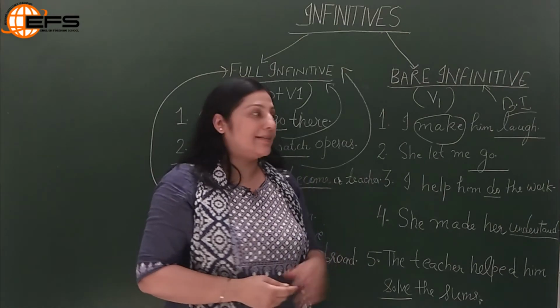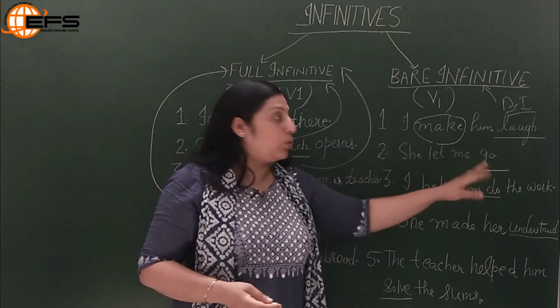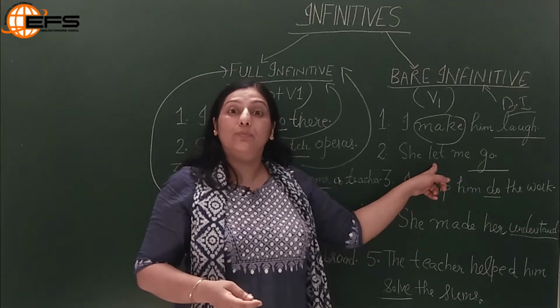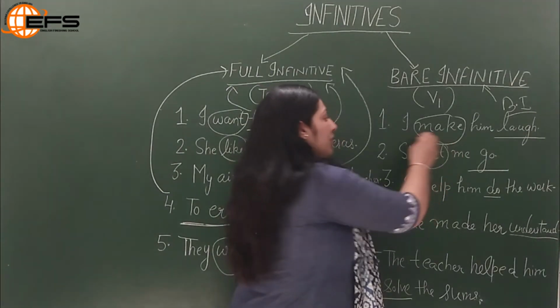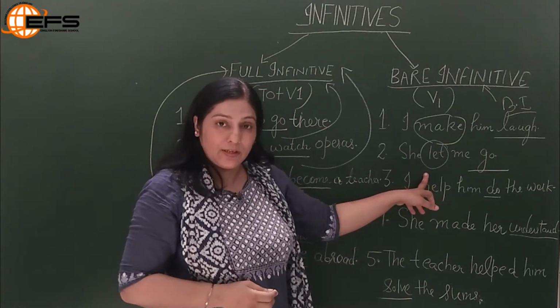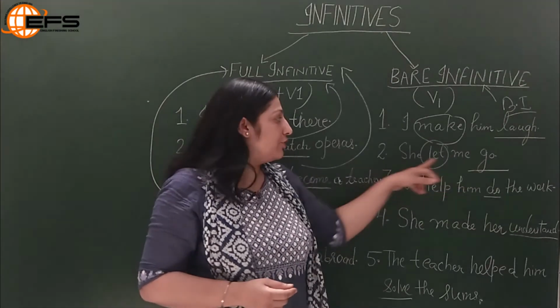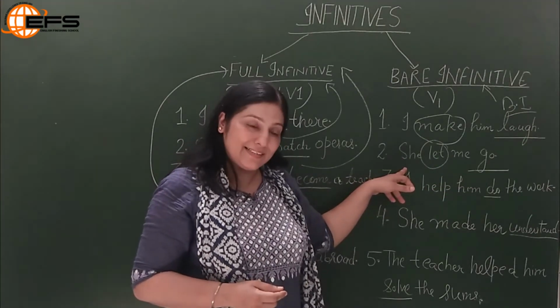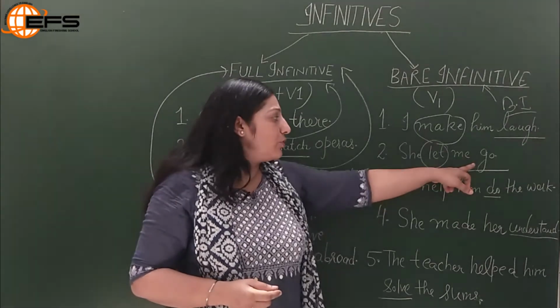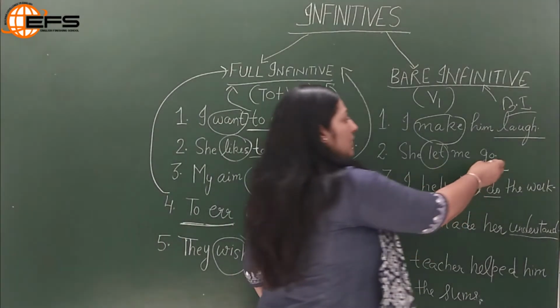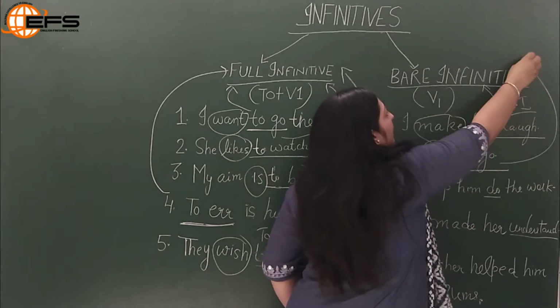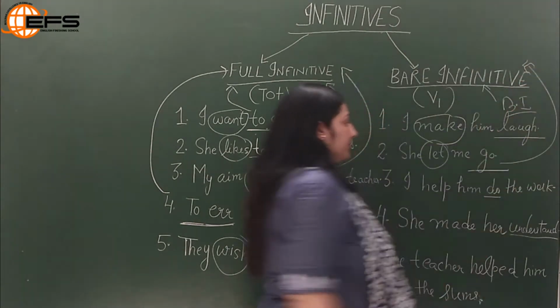Let us look at another example. She let me go. So here my main verb is "let". I can change it. She will let me go. She lets me go, but "go" will remain unchanged with the change in tense and with the change in subject. So it will not change. So it is V1. So it is an example of bare infinitive.